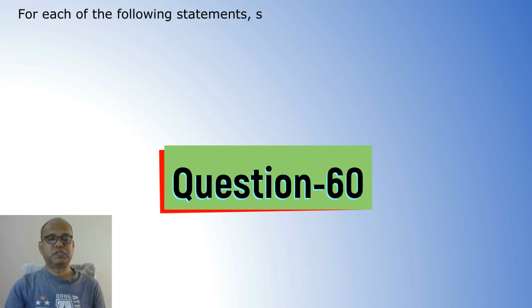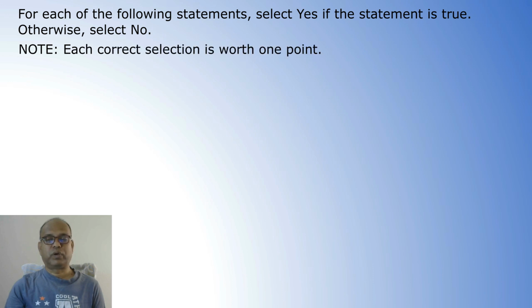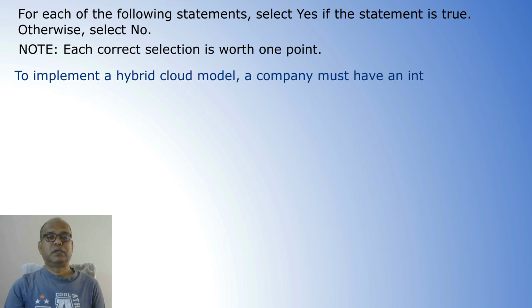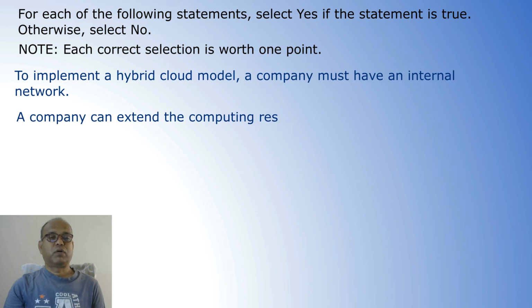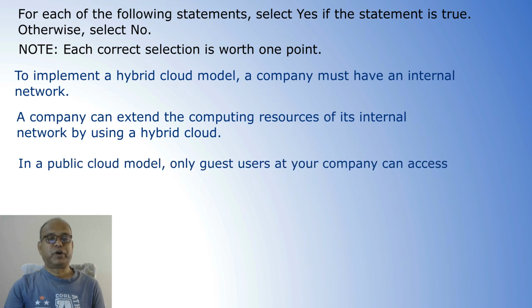For each of the following statements, select yes if the statement is true, otherwise select no. Note, each correct selection is worth 1 point. Statements. To implement a hybrid cloud model, a company must have an internal network. A company can extend the computing resources of its internal network by using a hybrid cloud. In a public cloud model, only guest users at your company can access the resources in the cloud.